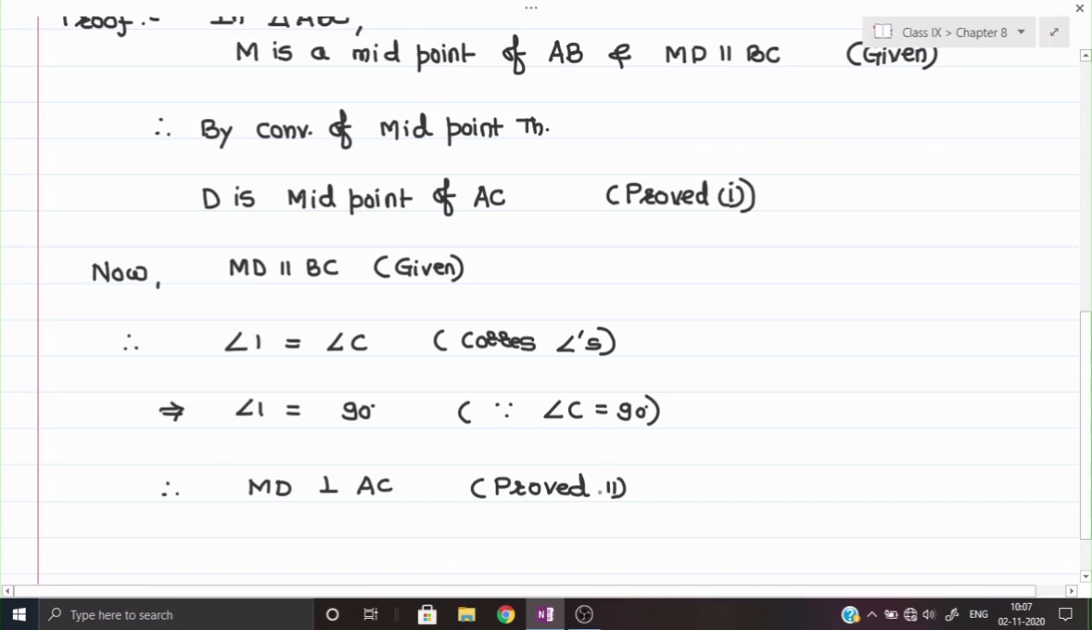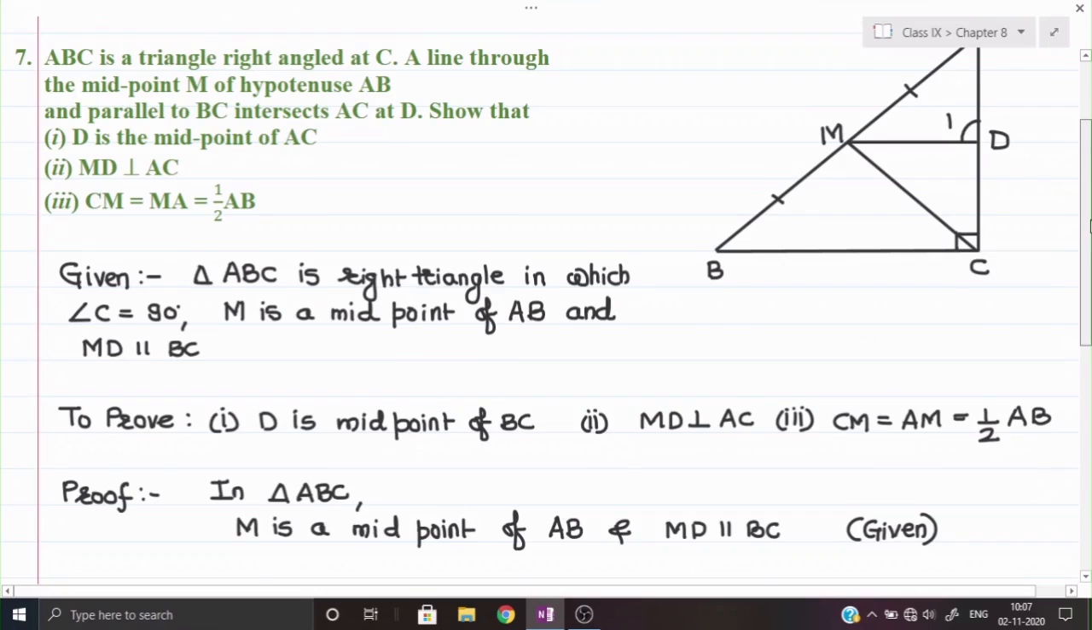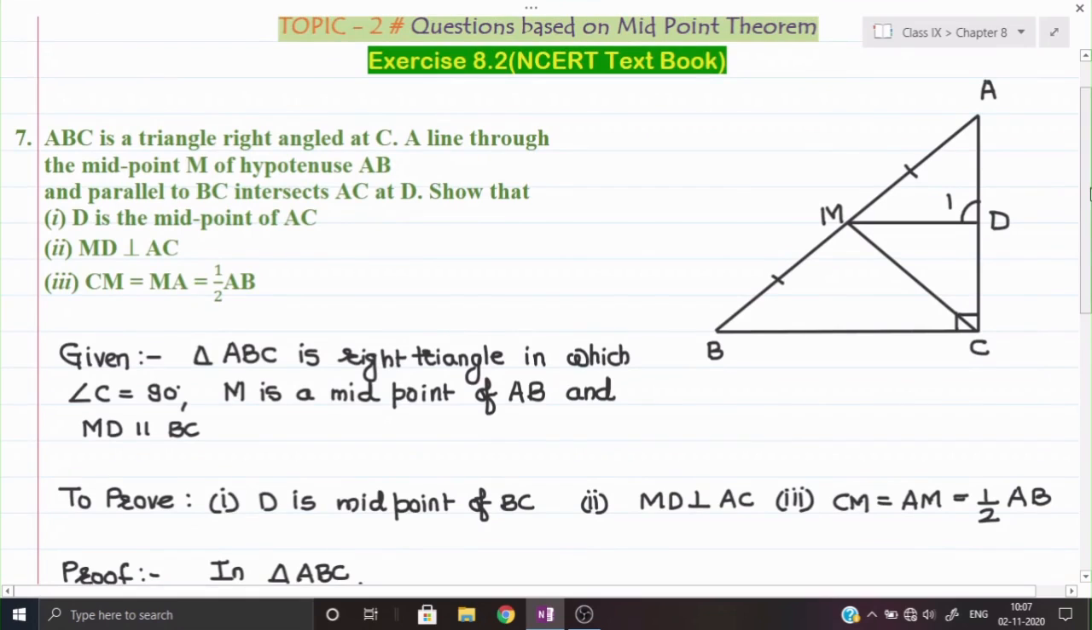Now we are going to prove the part number third. So in the part number third, see what we have given there. We have to prove that CM is equal to AM is equal to half of AB. So first we shall prove CM and AM are equal, because AM is already half of AB. So if CM and AM are equal, then we can say that they both will be half of AB, right? So here first of all we shall try to prove CM and AM are equal. Now see, in the part number 1 already we have proved D is a midpoint of AC.